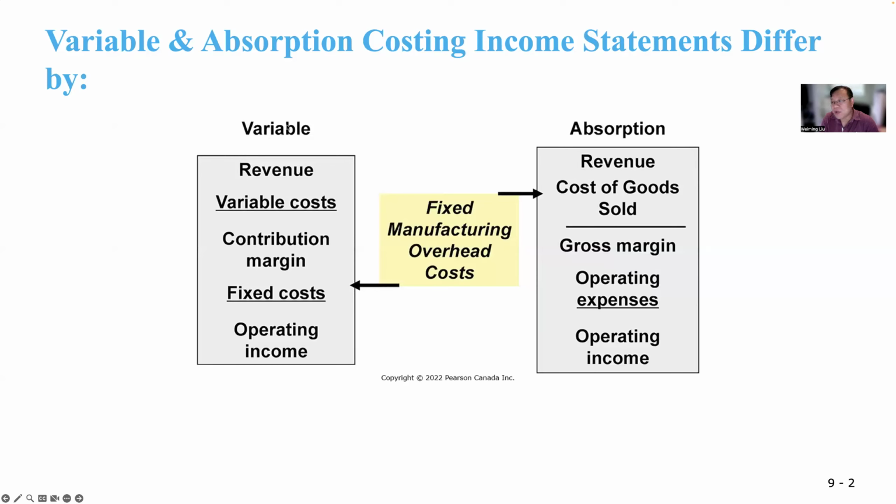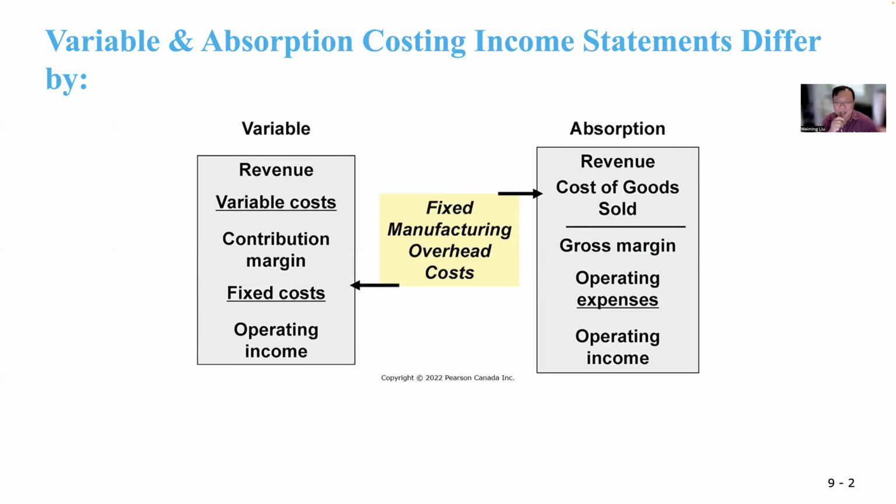If you prepare your income statement using variable costing, it's going to look like this. This is the contribution income statement format. You have a revenue, and then you have a variable cost. This variable cost can include variable production cost and variable operating cost, as long as it's variable. The difference between these two is called contribution margin.